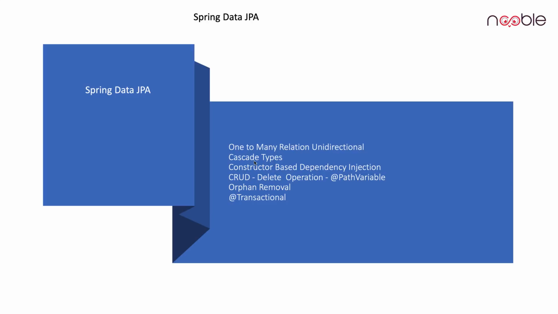We'll have demonstrations of Cascade types. We'll do a constructor-based dependency injection by replacing the @Autowired annotation. We'll handle the delete operation. We can understand how the @PathVariable annotation is used. We can also talk about orphan removal. Let us use a @Transactional annotation along with it.